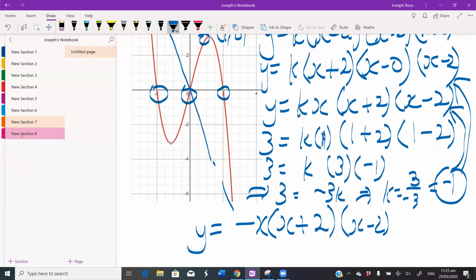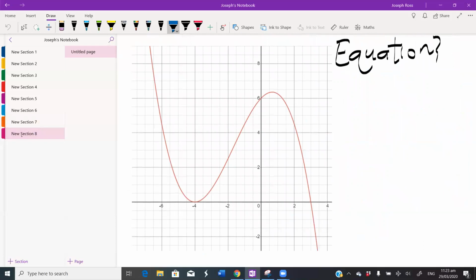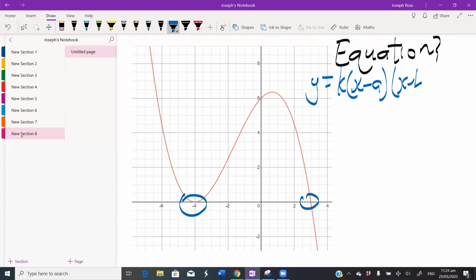And our last question for this mini lecture is to work out the equation of this thing. So we notice that this one only has 2 x-intercepts at -4 and also at 3. But the other piece of information where the third x-intercept comes from is the fact that it's turning right on the line there. So it's touching and turning, which means we have a double intercept at that point. So y is k times x minus a, x minus b, x minus c.